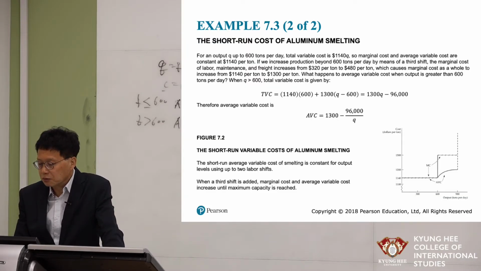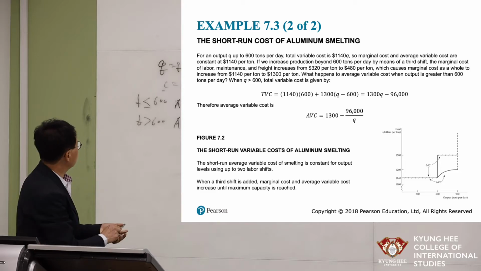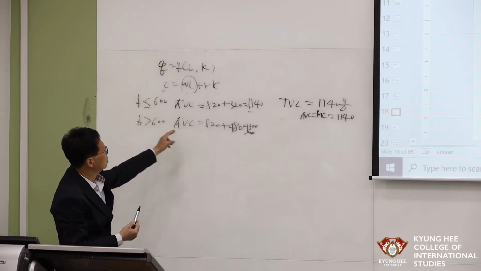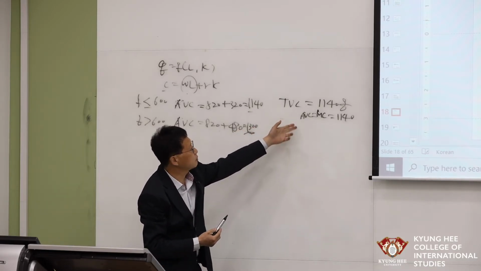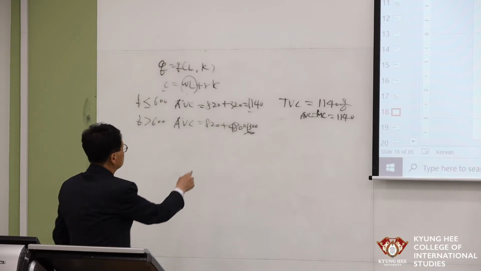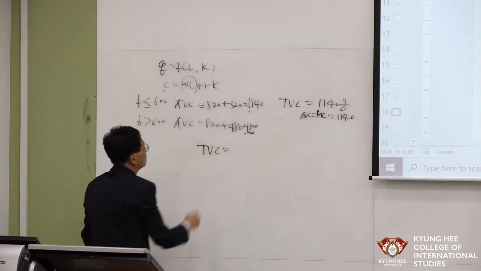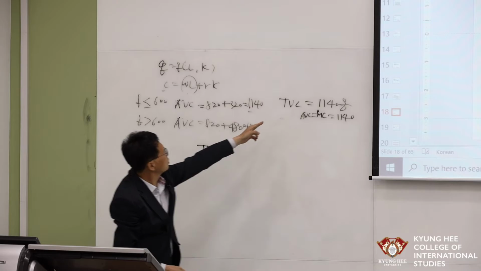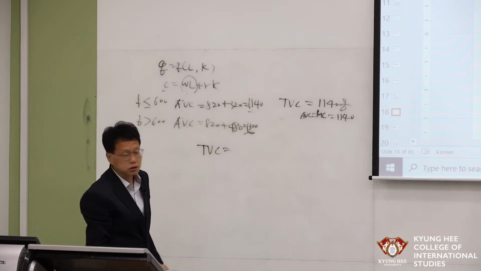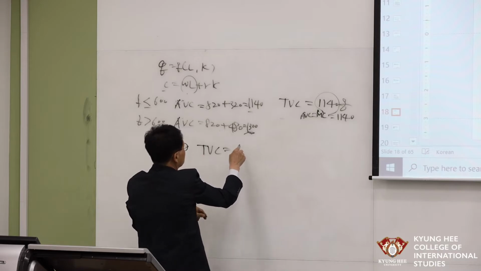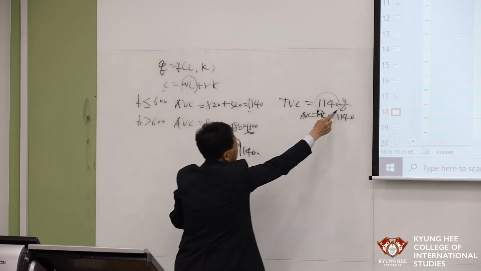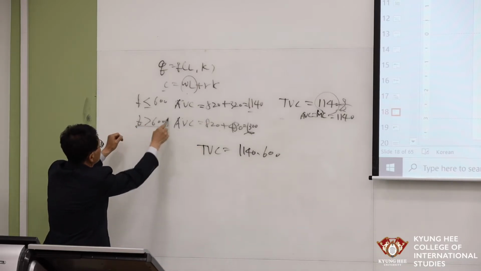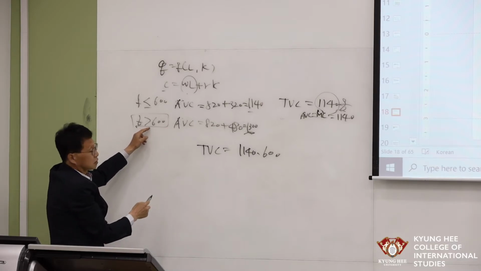What happens to average variable cost when output is greater than 600? Then we can calculate total variable cost when Q is greater than 600. Okay? That is this one. Total variable cost up to 600 is this one, right? So total variable cost is multiplied by 600, right? So Q greater than 600, right?